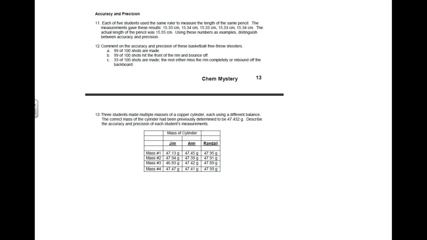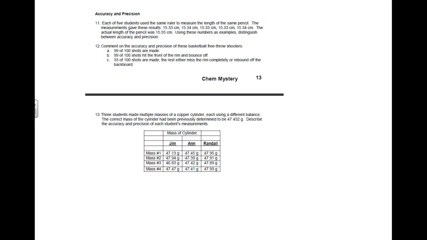All right, so in this problem, we're given 3 examples, and we're just asked to determine whether something is accurate, precise, both, or neither. All right, so if I look at 11, each of 5 students used the same ruler to measure the length of the same pencil. The measurements gave these results. You can see those measurements. Sorry, there's 5. I don't know why I said 3 measurements, and they're all pretty close to each other. And it says the actual length of the pencil is 15.5 centimeters. Using these numbers as examples, distinguish between accuracy and precision.